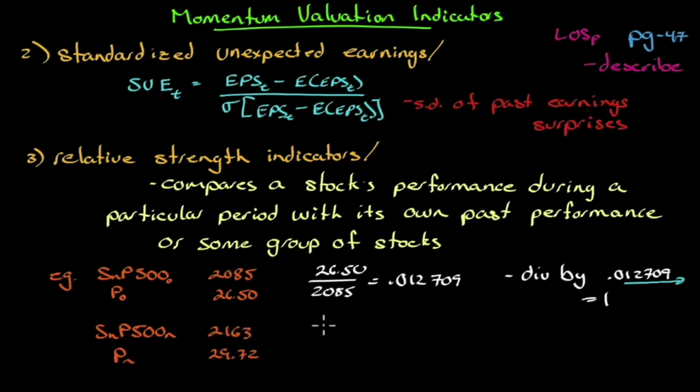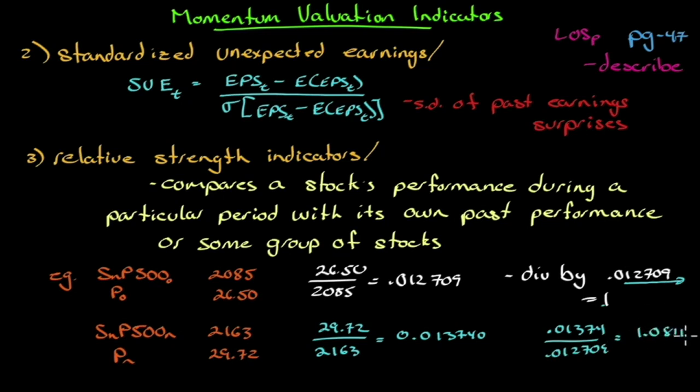So what we can do here is take our 2972 and divide it by the current index, which is 2163, and we'll get 0.013740. Now you'll divide that by the factor you used to get it to equal 1. So we'll have 0.01374 divided by 0.012709 equals, we get 1.0811.